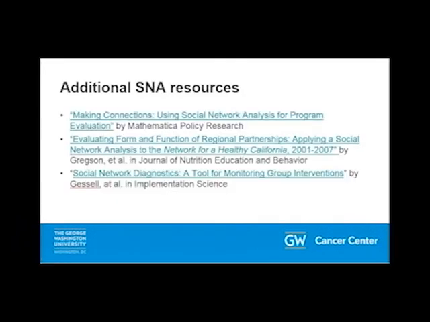And here are some additional materials on social network analysis that may be helpful. And again, I think GW Cancer Center is distributing the slides after the webinar, so you can click on the hyperlinks and explore them more on your own.